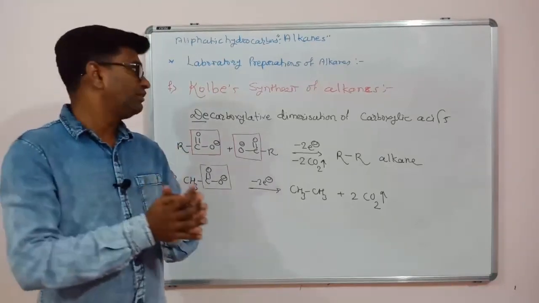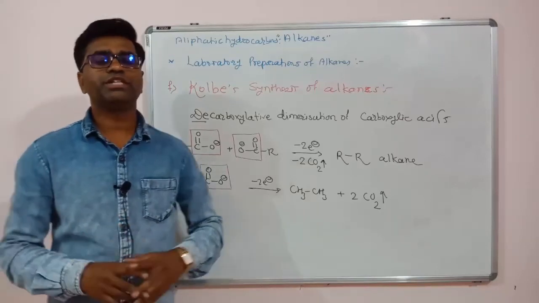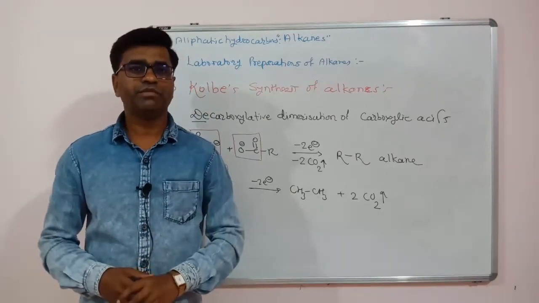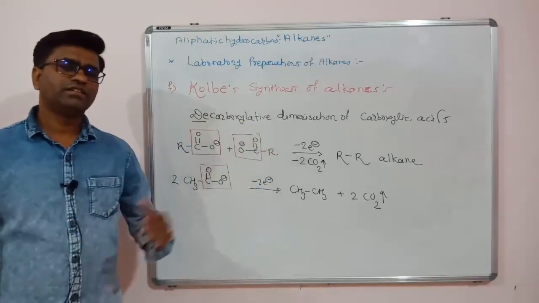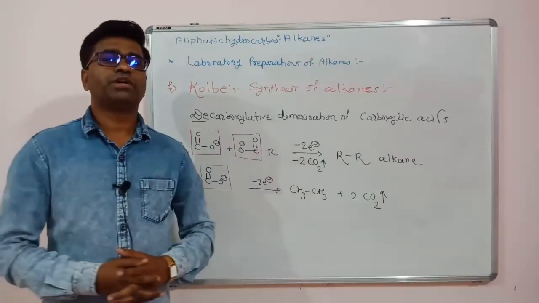So in this way we have learned about 6 methods of preparation of alkanes. So practice it: the reactions, what are the starting materials, what are the reagents, and what are the products.